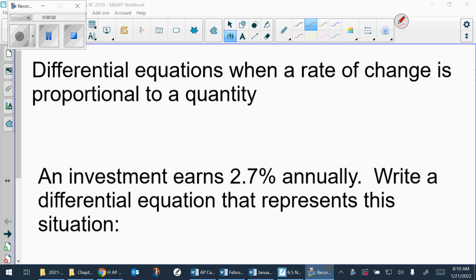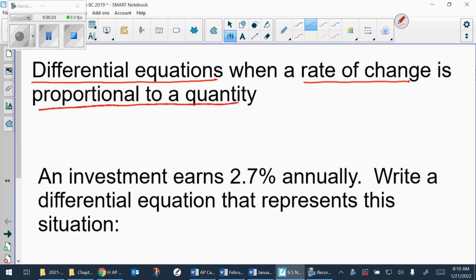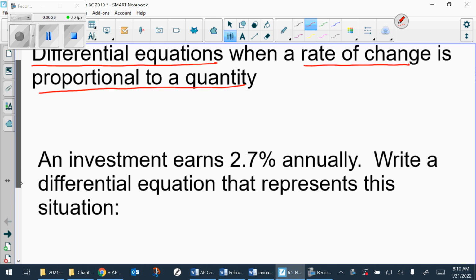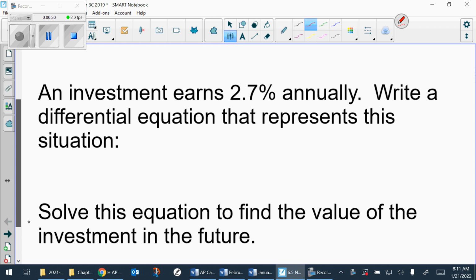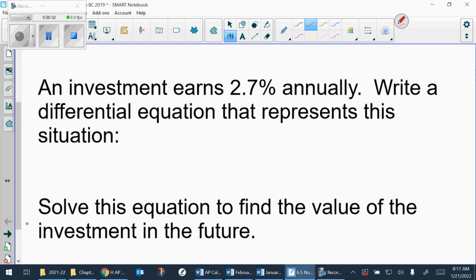Section 6.5, we're going to talk about exponential growth and decay. Exponential growth and decay occurs when we have a differential equation where the rate of change is proportional to the quantity. So an example of that would be an investment. Let's say we have an investment that earns 2.7% annually.